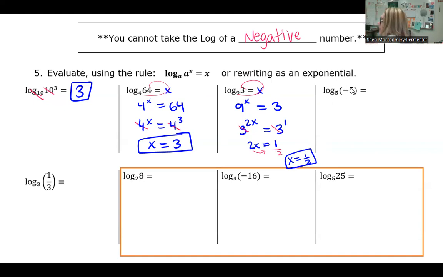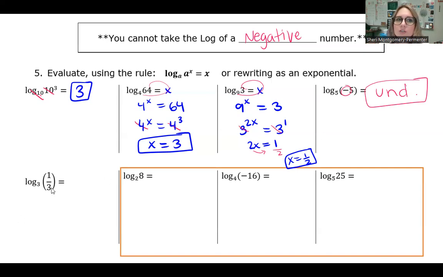The next one. What should I do? Why? That's right. You can't take the log of a negative number. It is undefined. You cannot do it. The next one, I'm going to show you just a different way to write it, but it's the same thing.